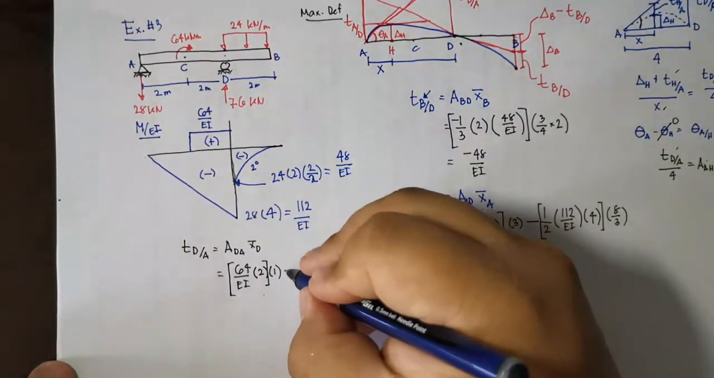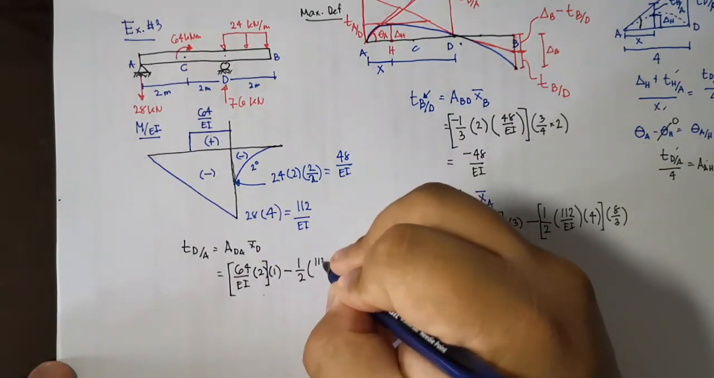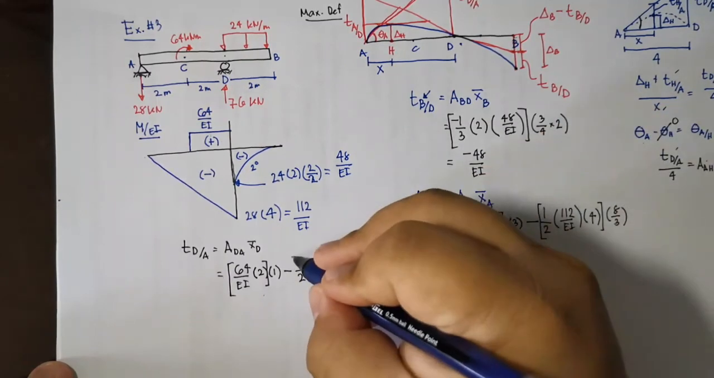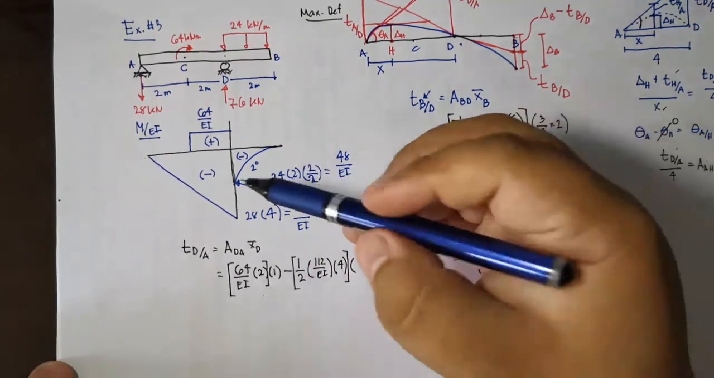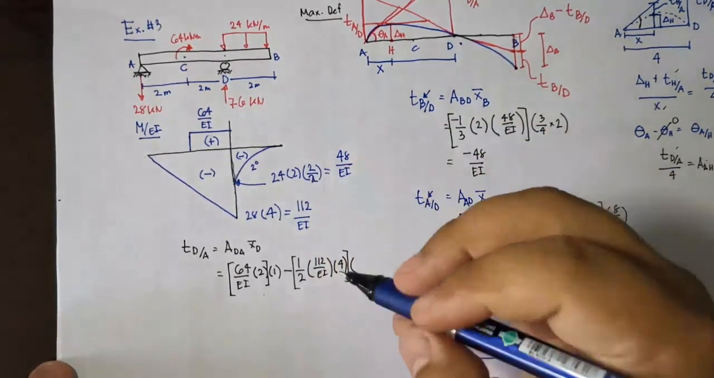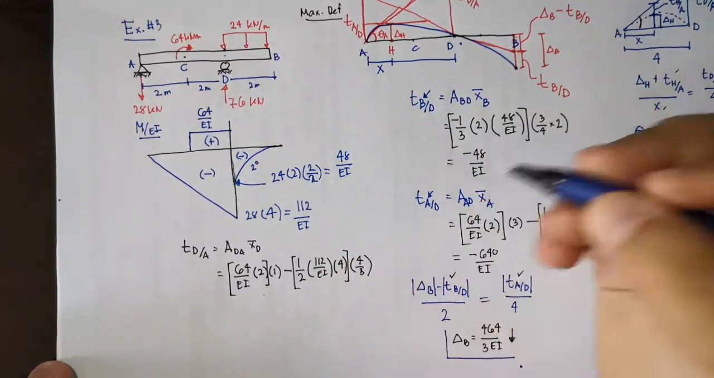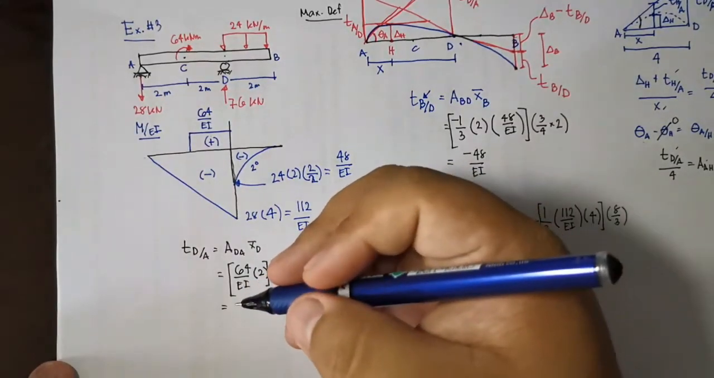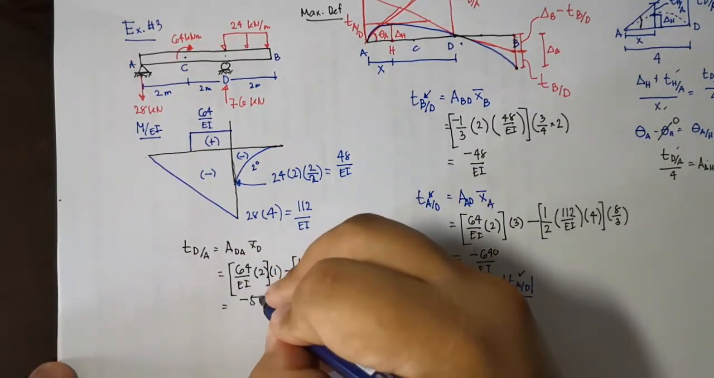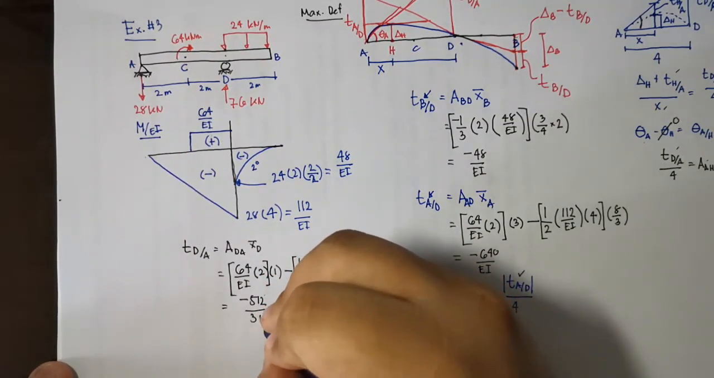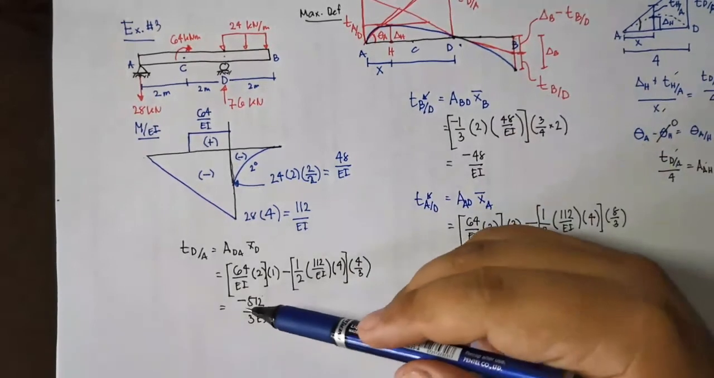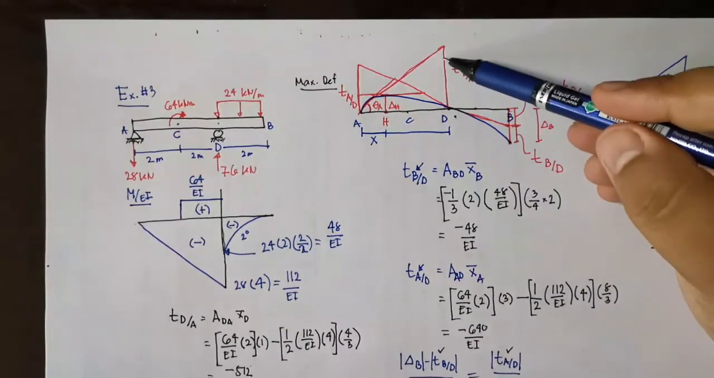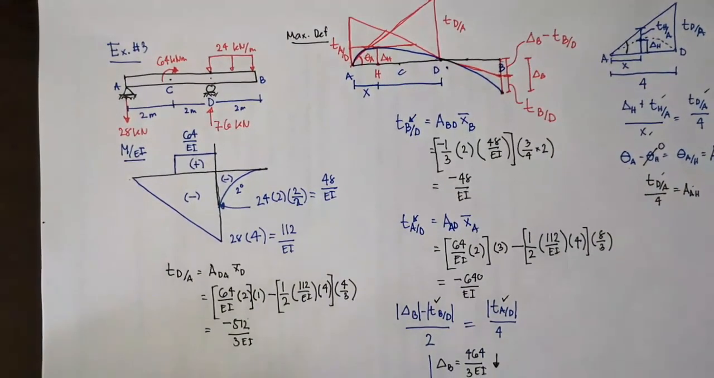Yung triangle naman would be negative 1/2 times 112 over EI times 4. So, area. X bar niya, X bar D. So, galing dito, pag ganun, so 1/3 na lang. So, that would be 4/3 compared to 8/3 kanina. So, this one, if you compute, TD with respect to A equals negative 512 over 3EI. Again, to interpret the negative sign, it tells us that point D is below the tangent at A. Tama naman, di ba? Point D is below the tangent at A. Okay? So, that's TD with respect to A.